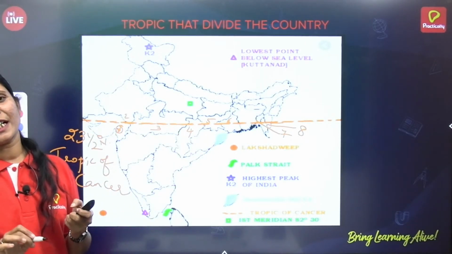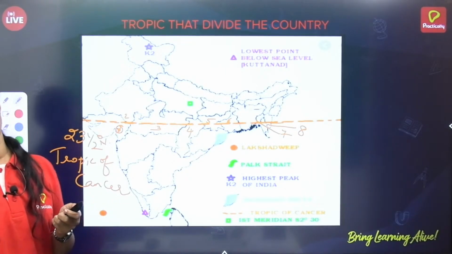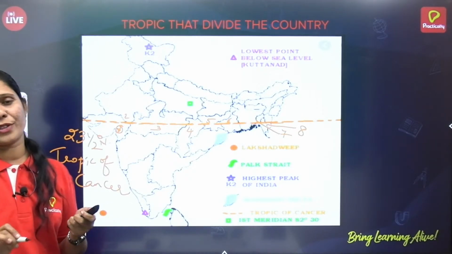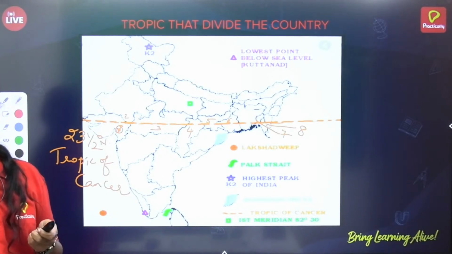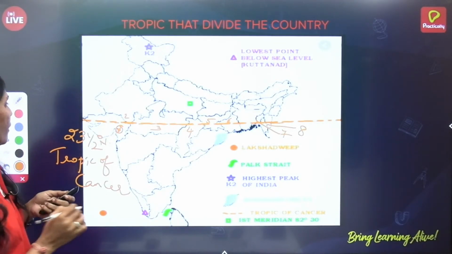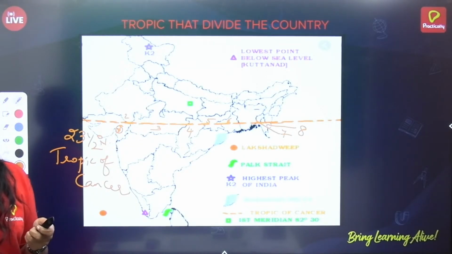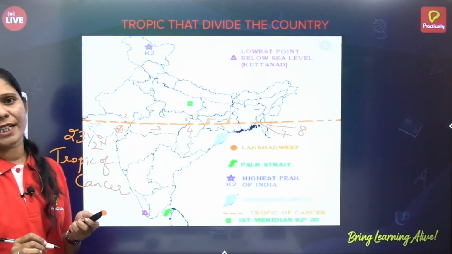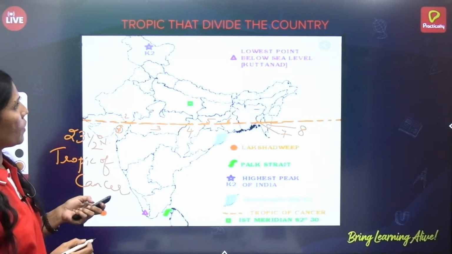You will get an NTSE question on this, asking through which states the Tropic of Cancer passes, or sometimes the question may be which state the Tropic of Cancer is not passing through, among the following states. We can also get a question in that form.